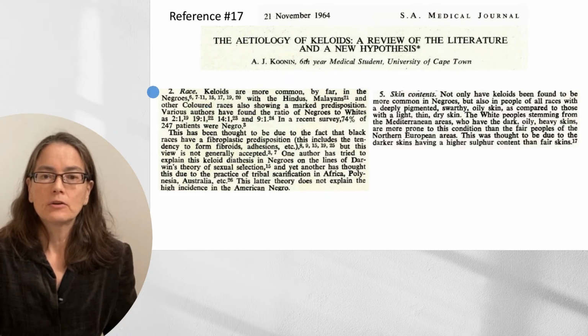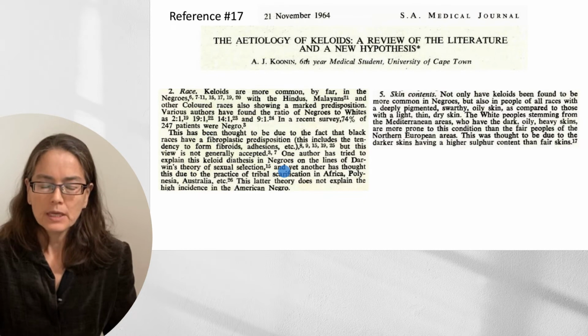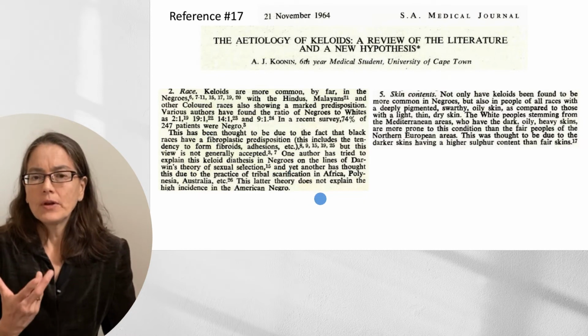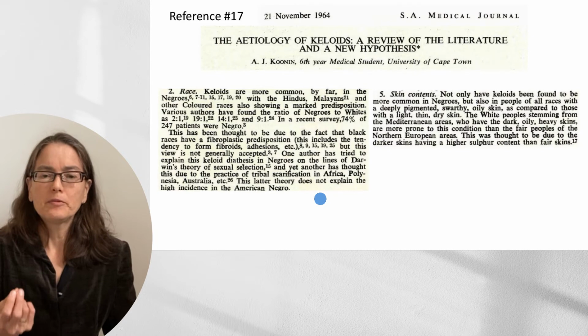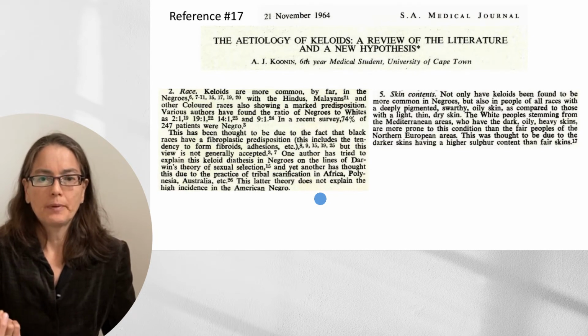He mentions here Negroes, Hindus, Malayans. Once more, you'll see Hispanics are not appearing in this reference. And he gives various ratios here: 2 to 1, 19 to 1, 14 to 1, 9 to 1. And so we don't have a denominator for this. And once more, you have to be careful because you have to look at who is your study population.